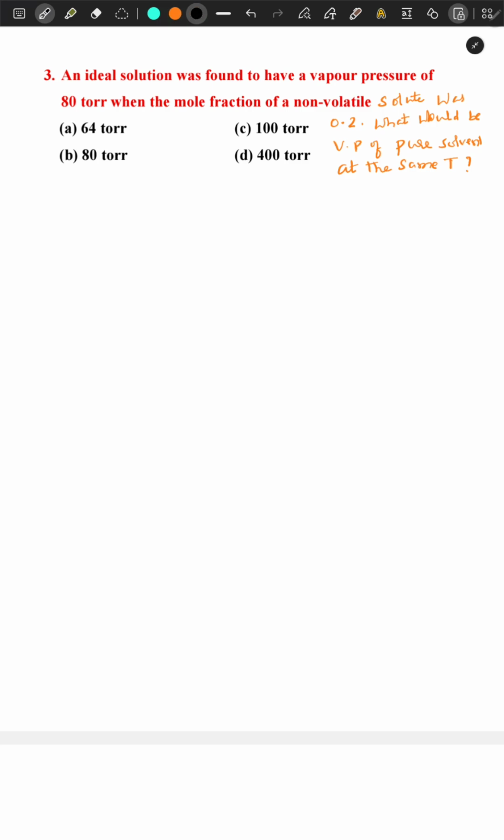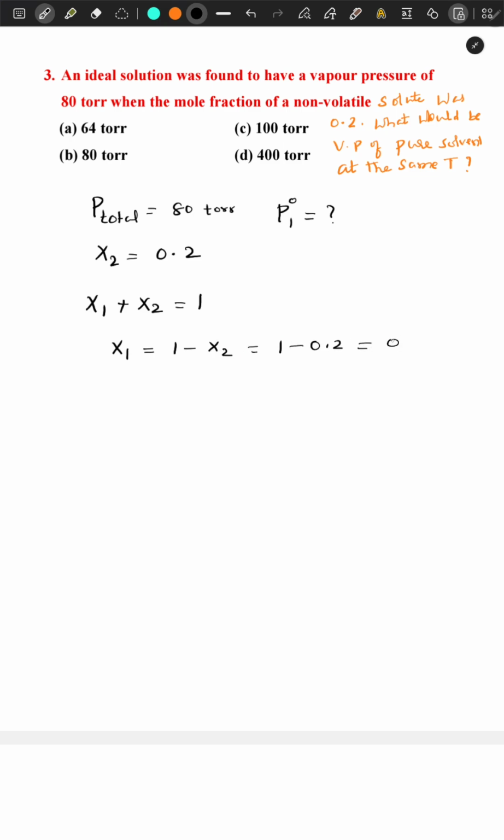So what are the given things? You list out. So P total, the vapor pressure of the solution, is given. So that is 80 torr. You have to find out the vapor pressure of pure solvent, that is P01, and Chi2 is given, that is the mole fraction of the solute, 0.2. We know that Chi1 plus Chi2 is equal to 1. So therefore we can easily find out Chi1, that is 1 minus Chi2, that is 1 minus 0.2, that is 0.8. So that is the mole fraction of solvent.